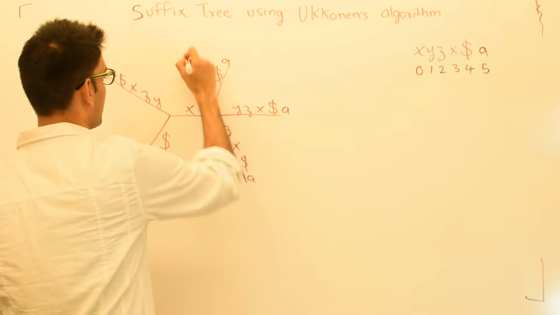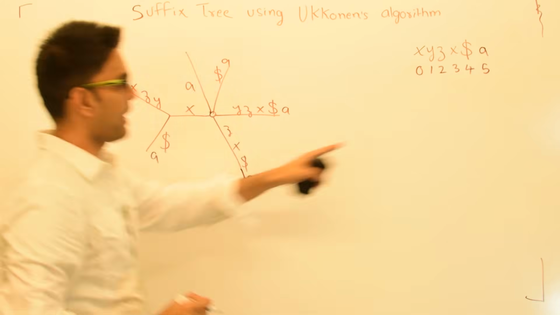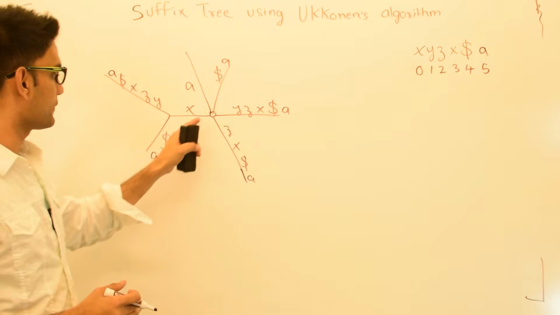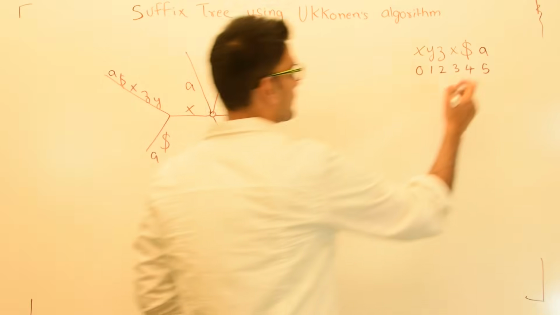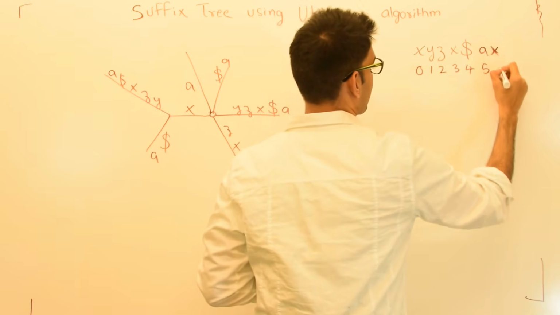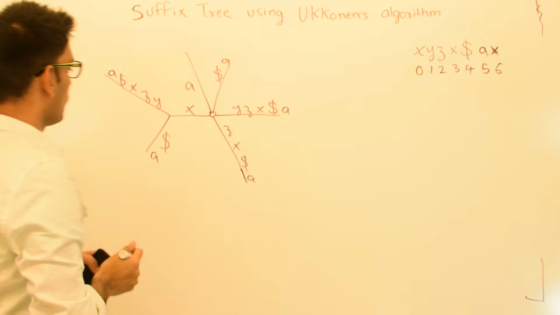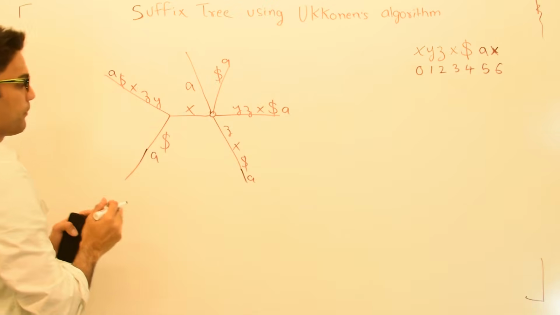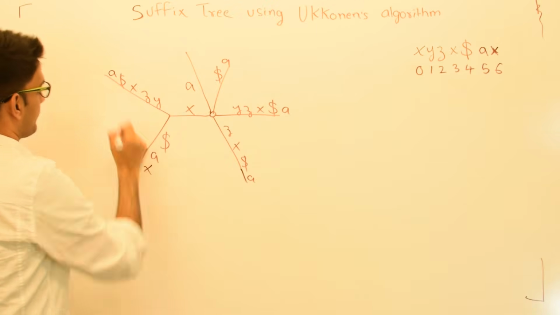Then we'll add a, because there is no path from root with a. So this is a rule 2 extension. If a path doesn't exist, add one. Let's suppose we had x. So again, by rule 1 extension, all the leaf nodes automatically will get x at the end.